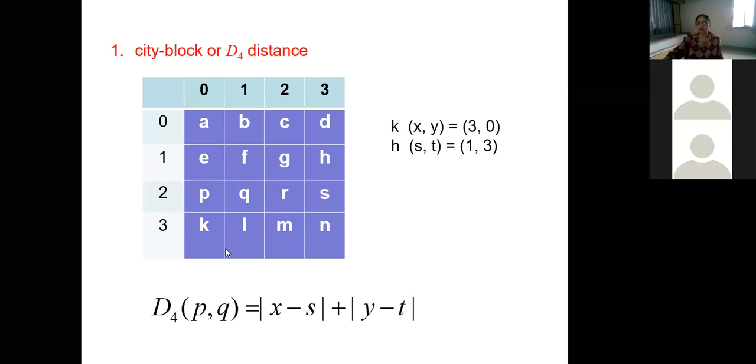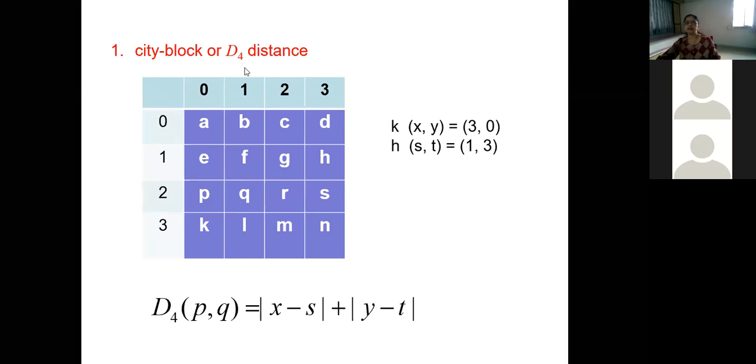Say if you first move from K to L, L to M, there are 2 steps, then 2 vertical steps, 2 plus 2, and then G to H, one more horizontal step. So 2 plus 2 plus 1, distance is 5. Okay. Mathematically, we can represent it in this formula and we can easily compute it. 2 plus 3, 5. Okay. So this is the distance by the city block distance method.